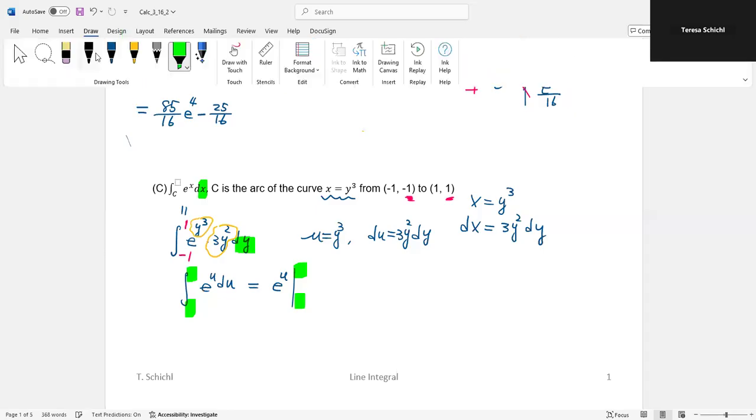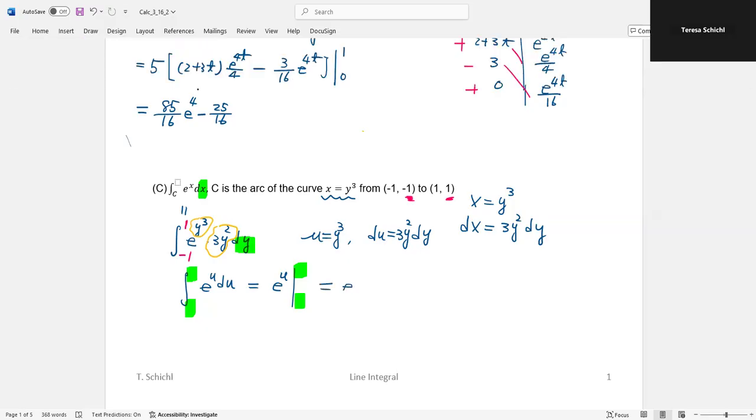Okay, so now what is my e^u here? Substituting back, it will be e to the y cubed, right? Now I can put my bounds here, 1 and -1. So what is the final answer? It will just be e^1 minus e^(-1), or you can say e minus 1 over e.